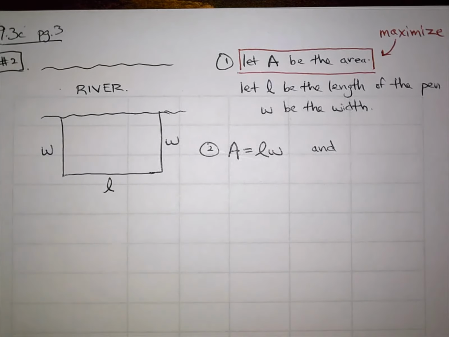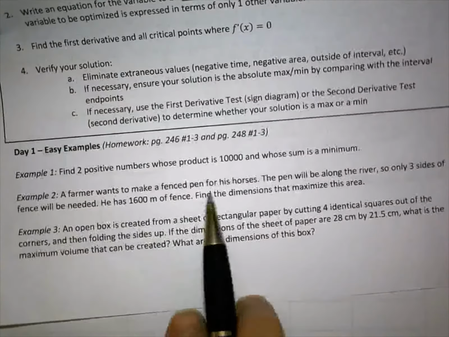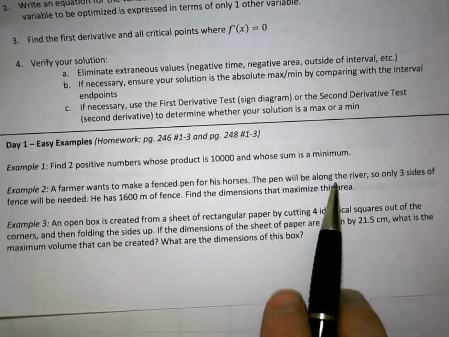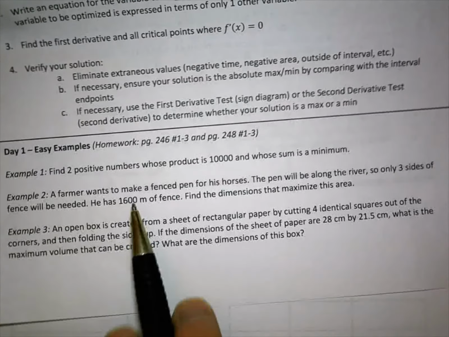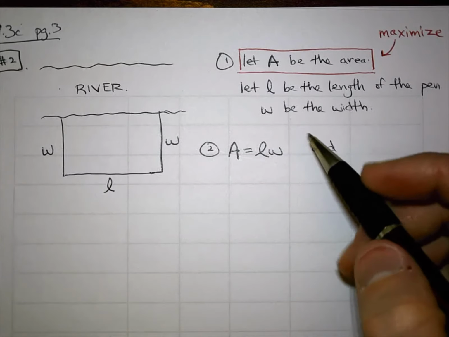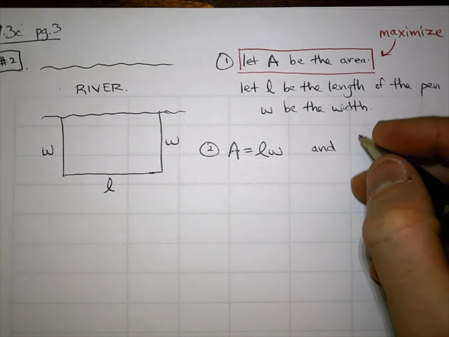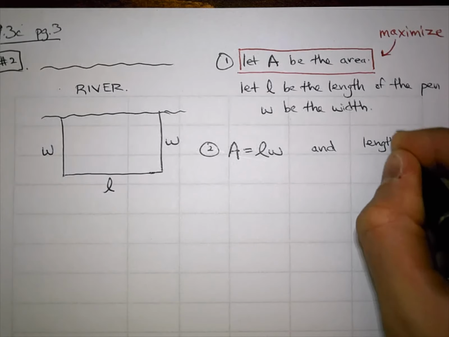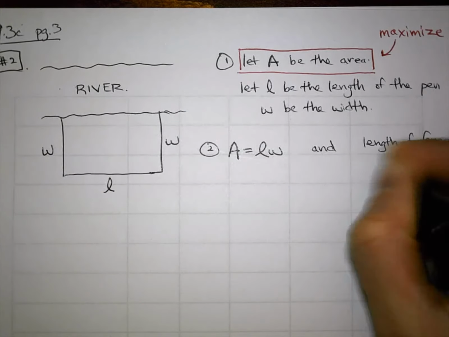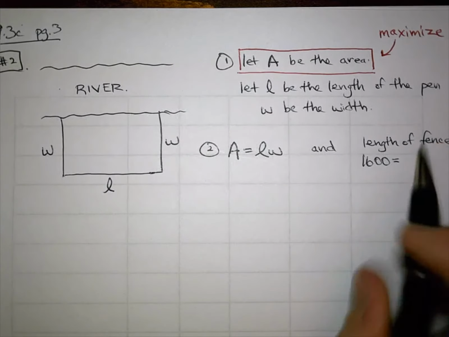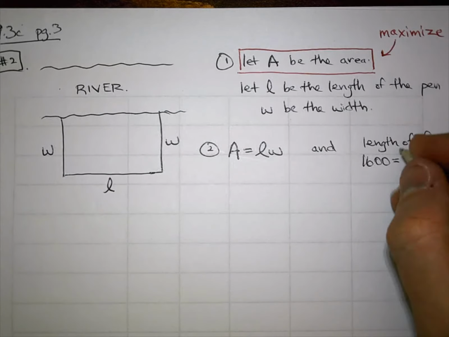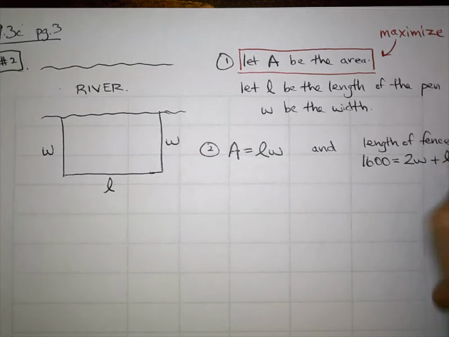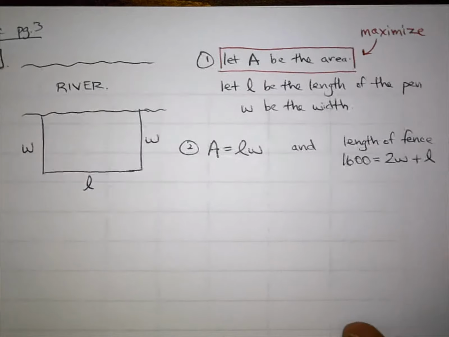Let's go back to the question. Farmer wants to make a fence pen. There would be 3 sides along the river. Oh, there we go. 1,600 meters of fence. Well, 1,600 meters of fence is kind of the length of fence. So for this one, let's think about the length of fence, or the perimeter of fence. I have 1,600. This is equal to this length, and this length, whatever they are. So it would be 2W plus L. W plus W plus L. Sorry, you can't see. So that is my second equation.